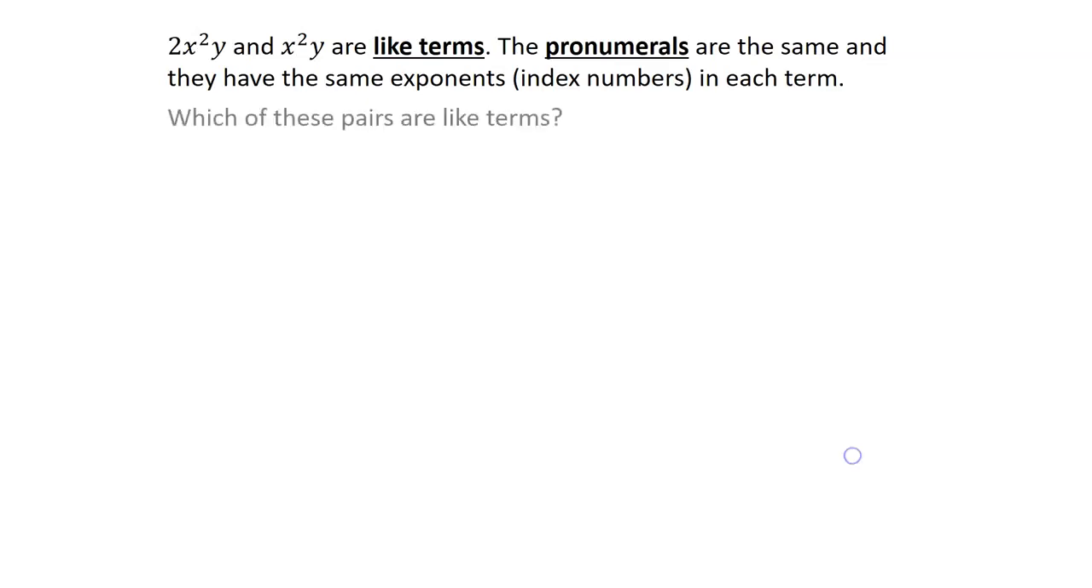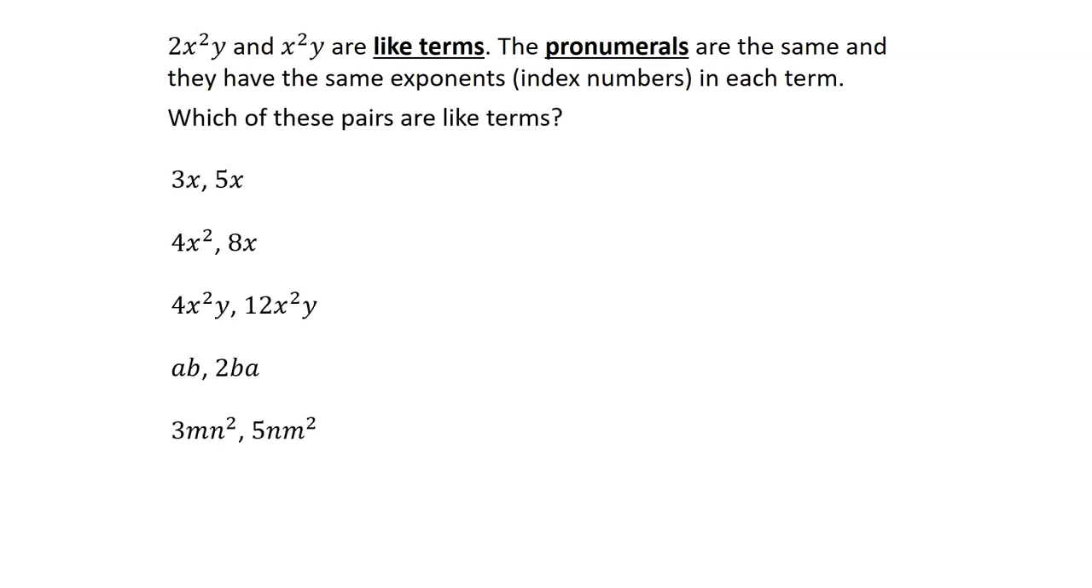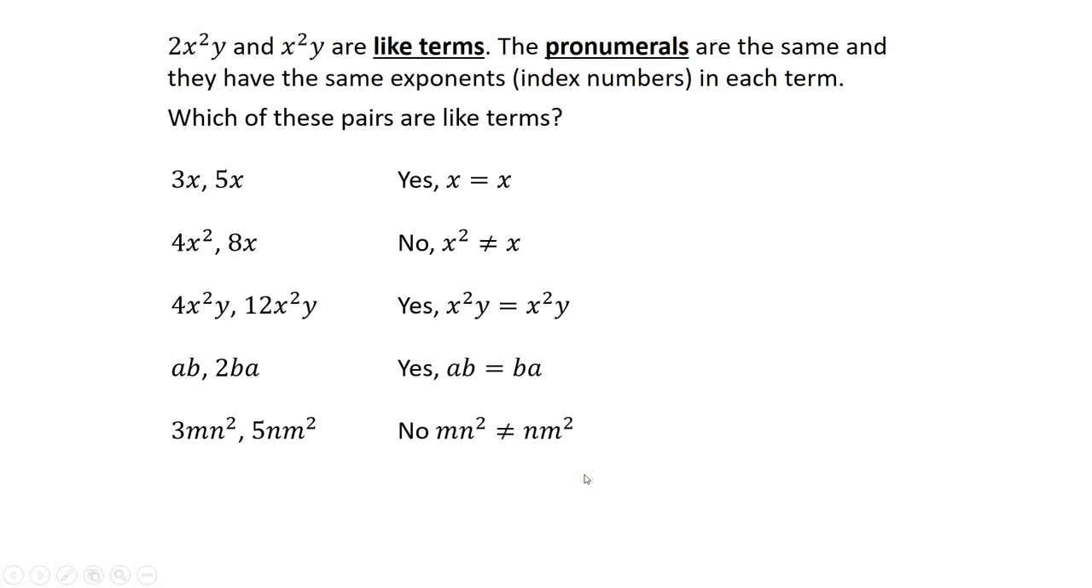So this is what we were just discussing. Let's have a look at these. Pause the video and decide whether you think yes or no for whether each of these pairs are like terms. Okay, hopefully this is what you decided.